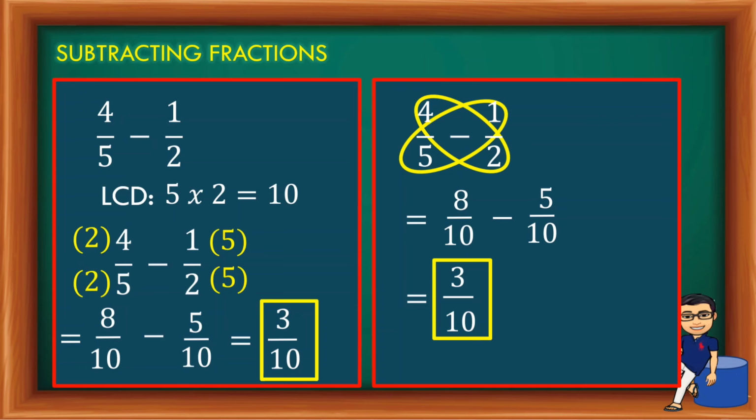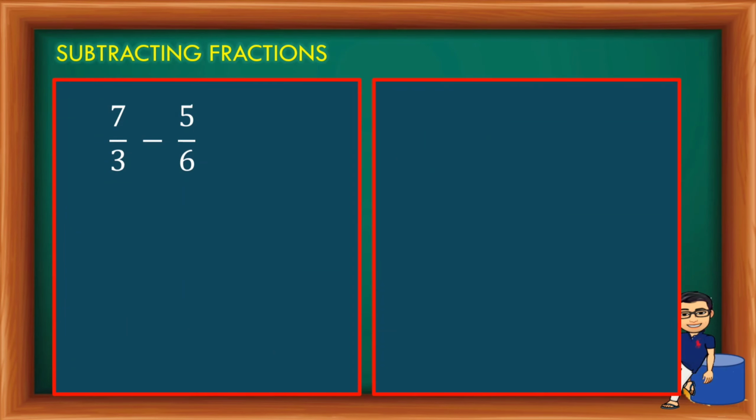Okay, let's have another example. How about this one? 7 over 3 minus 5 over 6. So this time around, wag na natin i-multiply ang kanyang denominators. Kasi, kung mapapansin nyo, yung mataas na denominator ay pwedeng i-divide sa other denominator. 6 divided by 3, so 2. So, exact whole number ang sagot. So, if that's the case, maybe na pwedeng i-divide yung mataas na denominator sa another denominator at may exact na sagot. So, yun na yung magiging LCD niya. So, ang LCD niya ay 6. So, pwede kasing i-divide. So, pwede na natin ituloy.